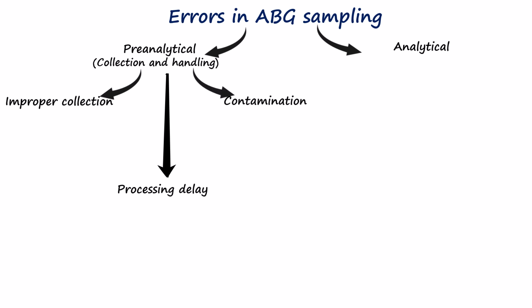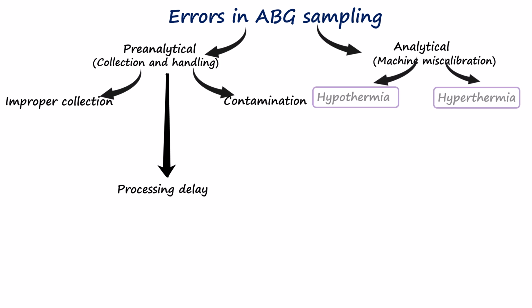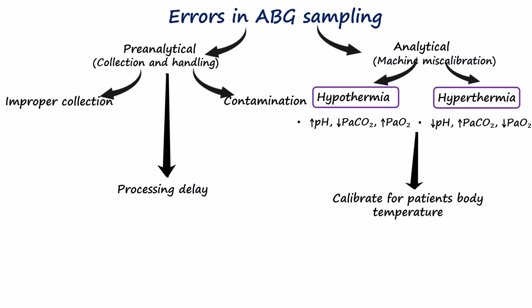Analytical errors in blood gas analysis can occur due to temperature miscalibration. ABG analyzers are calibrated for analyzing samples at body temperature. Hypothermia falsely increases pH, decreases PaCO2 and raises PaO2, while hyperthermia lowers pH, increases PaCO2, and decreases PaO2 if the analyzer calibration is not corrected for the patient's actual body temperature.